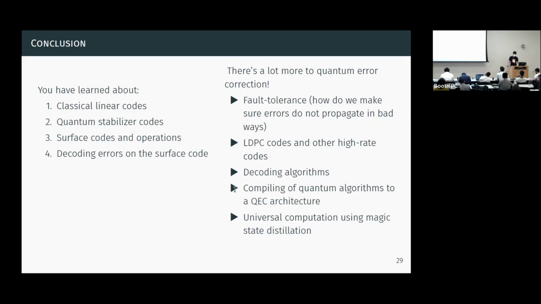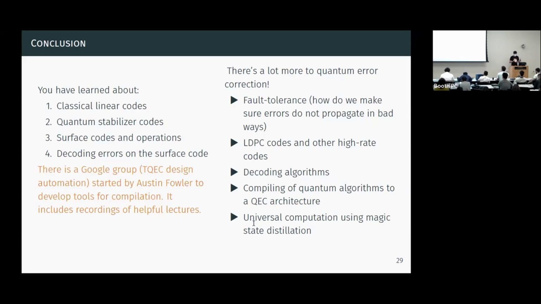How do we compile our algorithms to an error correcting architecture, right? So if you have an arbitrary algorithm, how do you place it onto your surface code architecture? And finally, how do we achieve universal computation, right? In particular, this T gate. It's something called magic state distillation.